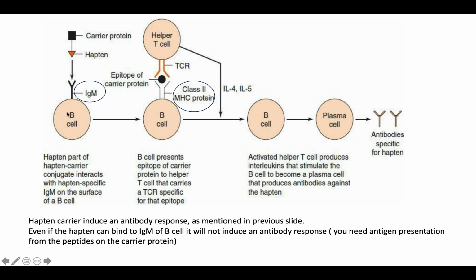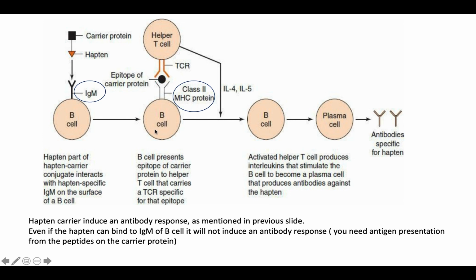The IgM takes it. It will go and present an epitope of the carrier protein, not the hapten, because the hapten cannot be presented on the MHC class II protein. On MHC class II I can only put peptides, not haptens. So this B cell is specific for the hapten, but it cannot bind the hapten on the MHC II to be activated.